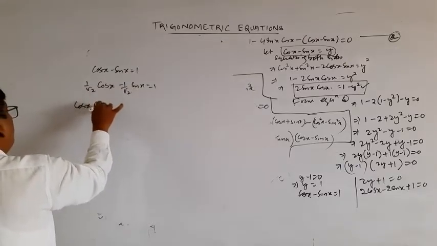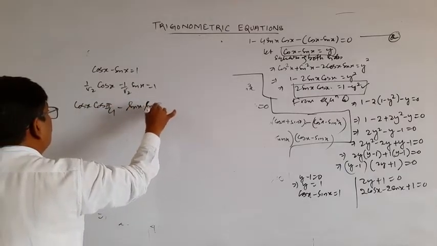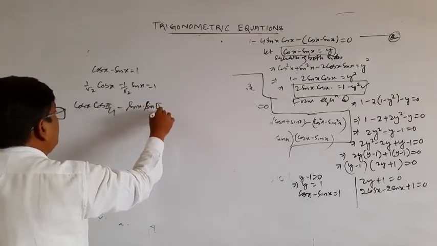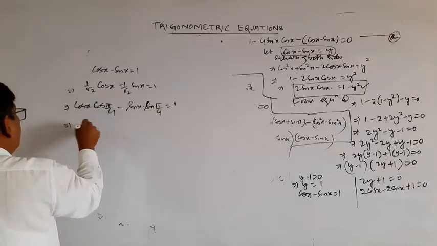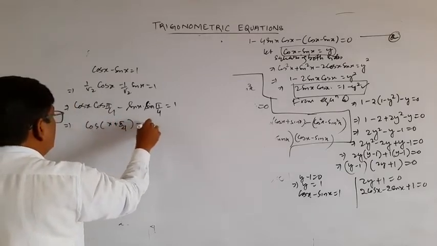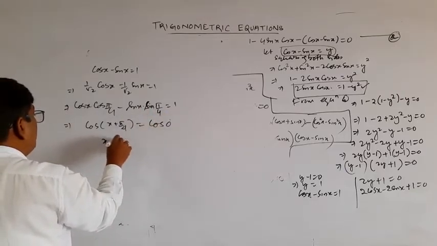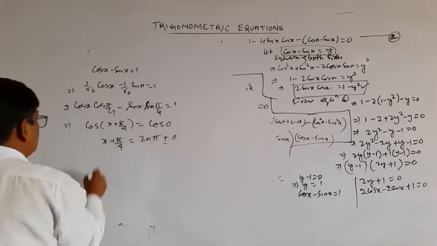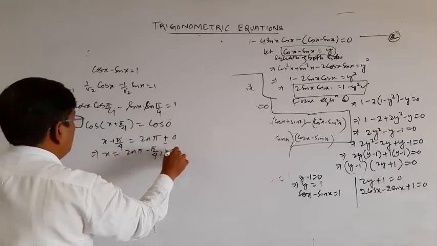So this is what? Cos x into cos pi by 4 minus sin x into sin pi by 4 is equal to 1. So cos a cos b minus sin a sin b, so cos a plus b. Cos x plus pi by 4 is equal to cos 0. So x plus pi by 4 is equal to 2n pi plus or minus 0. So that is x is equal to 2n pi minus pi by 4, n belongs to z.